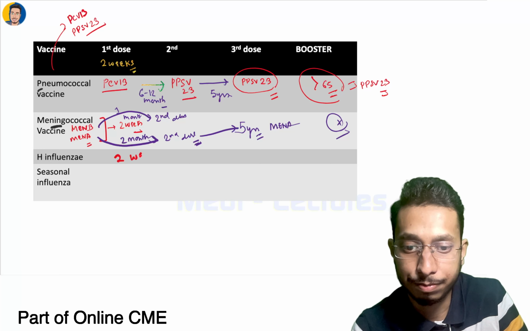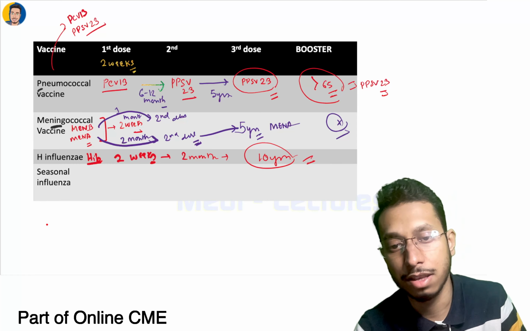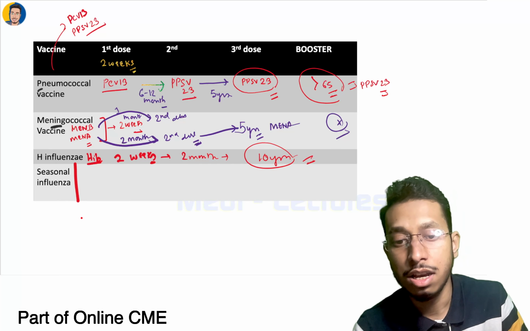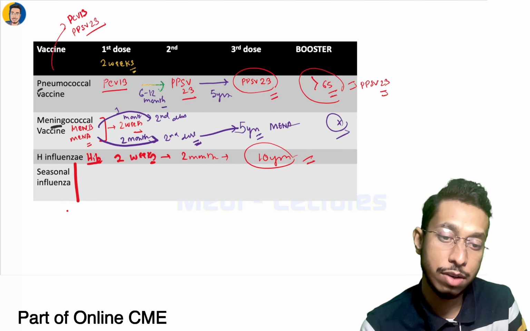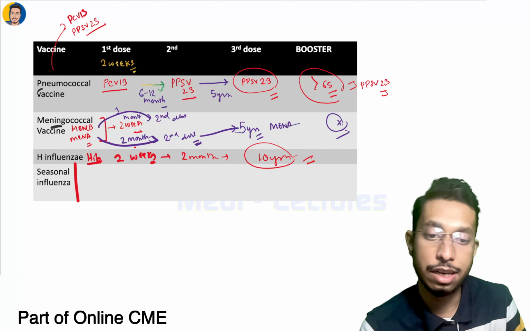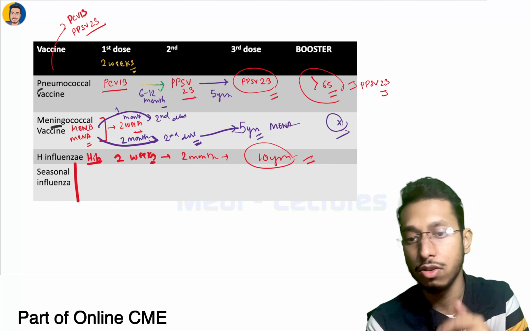Now Hib (Haemophilus influenzae type b) vaccine is given, with the first dose at 2 weeks, similar to the pneumococcal conjugate vaccine. It is Hib, followed by 2 months, and thereafter every 10 years the Hib vaccine is given. Seasonal influenza needs to be taken yearly during the flu season, mainly around October to March. Okay, so this is about the strategy of vaccinating the patient post-splenectomy in case of hemolytic anemia.